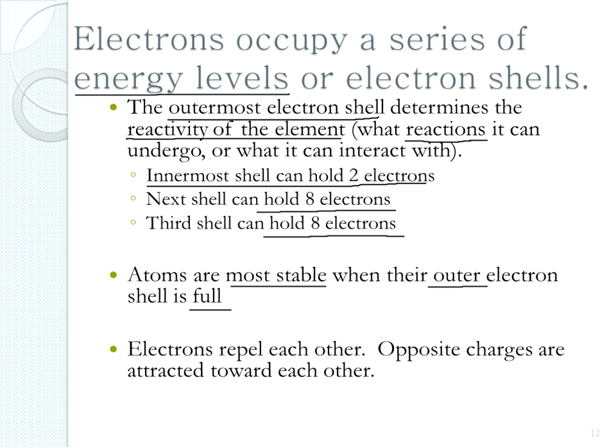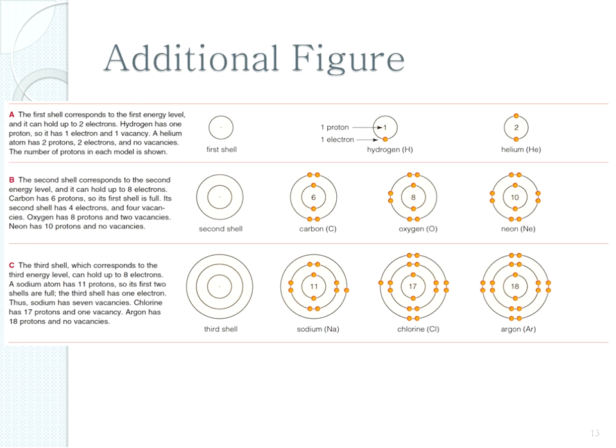Now, things that are like charges repel each other. Things that have the same charge repel each other, so electrons will repel each other. Opposite charges are attracted toward each other. And that's going to become important as we start to talk a little bit about our chemical bonds and how our chemical bonds are going to form.